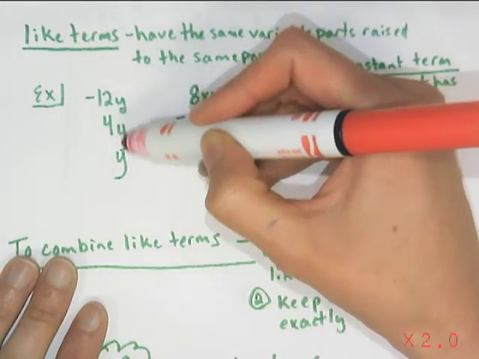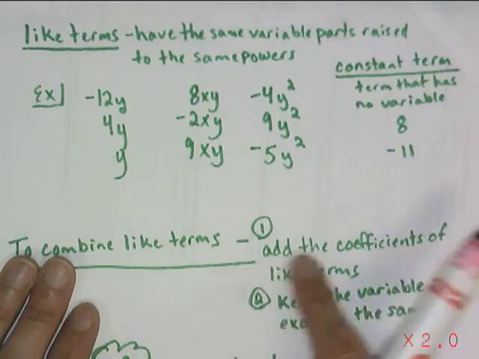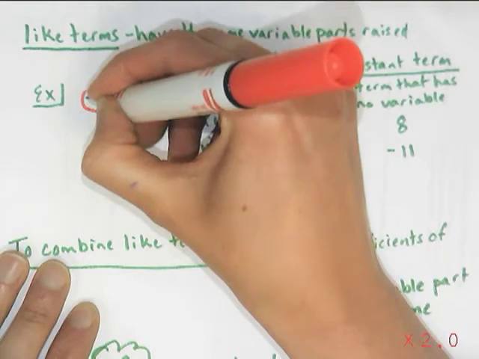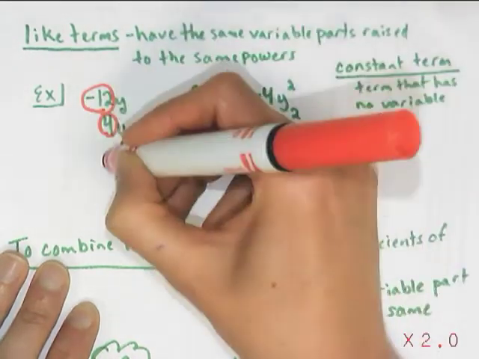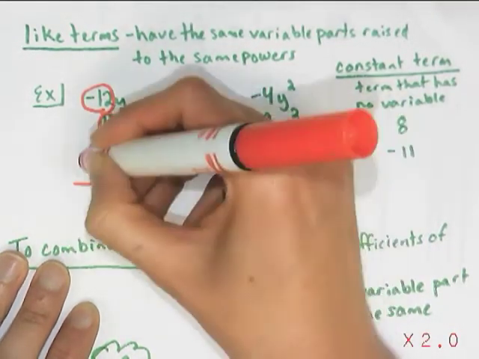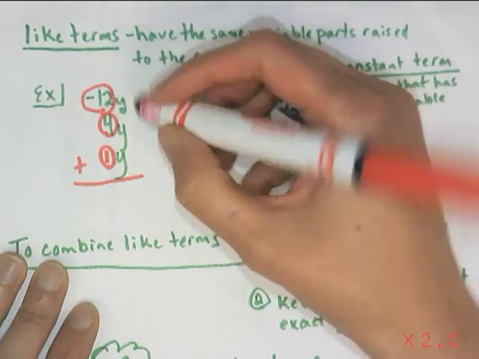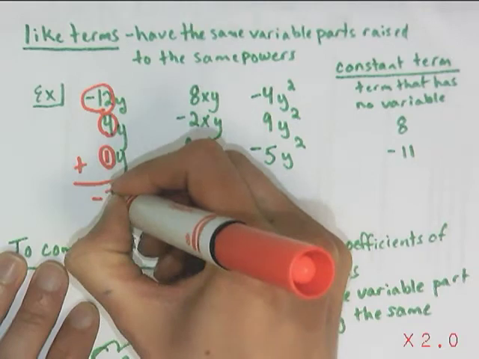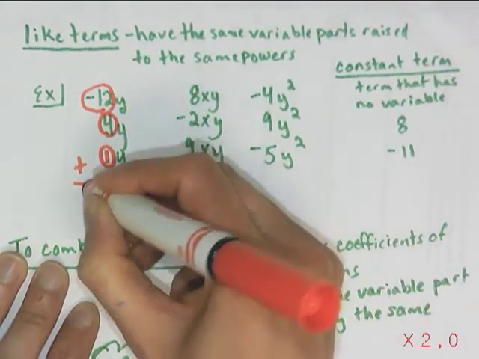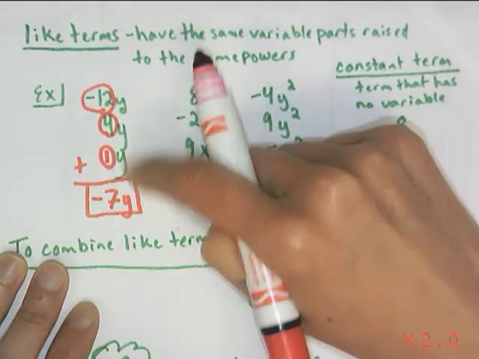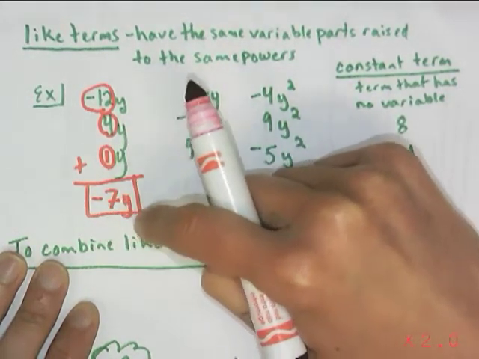So if these 3 are like terms, it says we're going to add the coefficient of the terms. So I would be adding a negative 12, a 4, and remember this is a 1. So if I add 5 plus a negative 12, you're going to end up with a negative 7. And we keep the variable part exactly the same. So when I combine like terms here, I created a negative 7y.